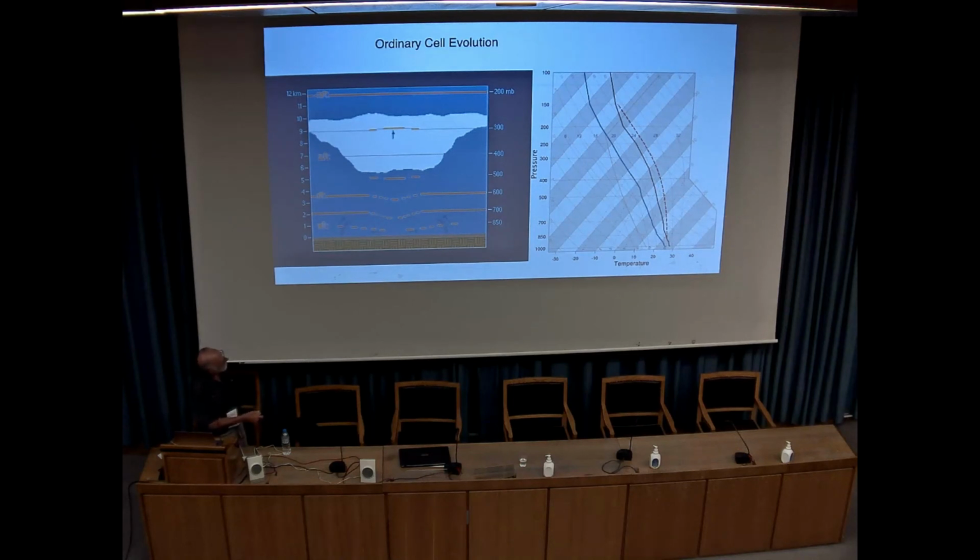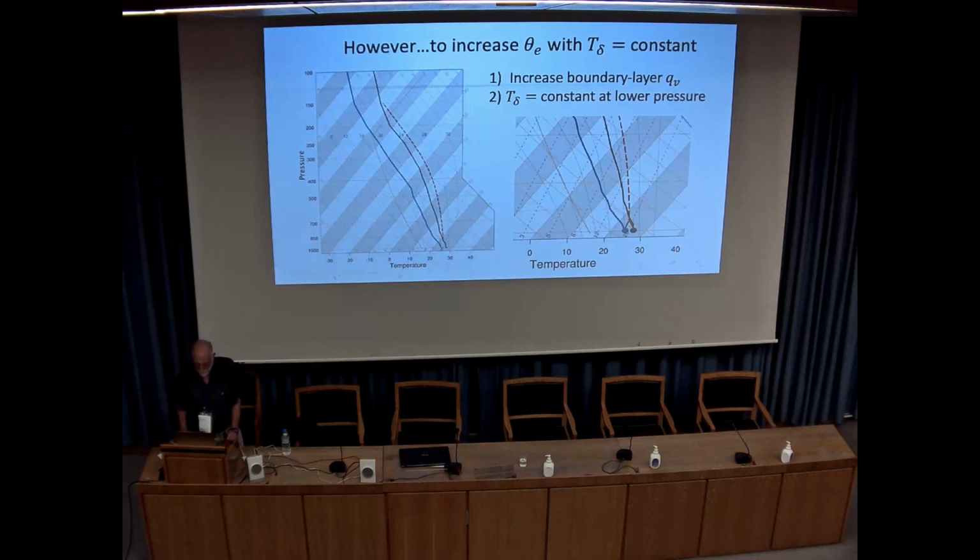And the other thing is that when this cloud goes up, it follows a moist adiabat, and you get so much temperature increase. But to increase theta E, with the temperature in the boundary layer being constant, remember the temperature in the air that's in contact with the ocean basically has the ocean temperature, so it's staying constant. So how do you increase theta E for successive parcels of air that are coming in and going up? There's a couple of ways to do that.